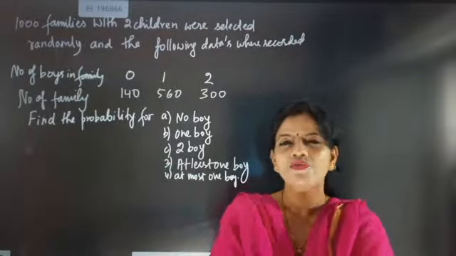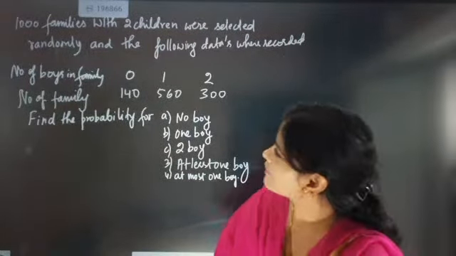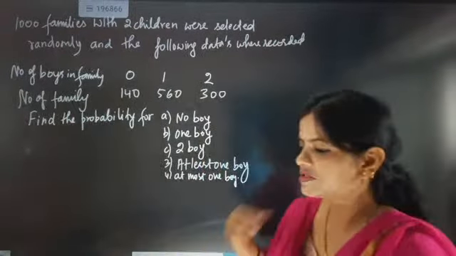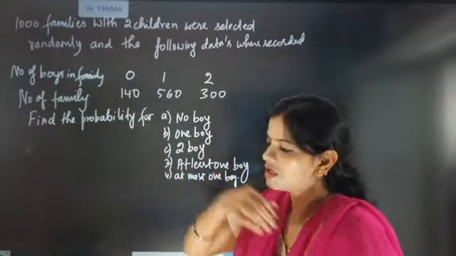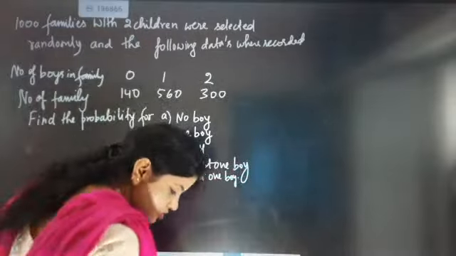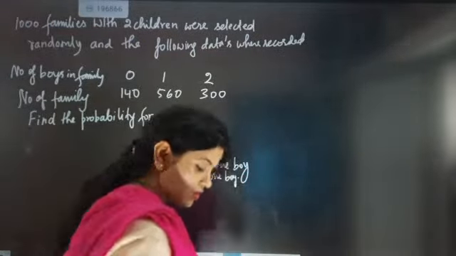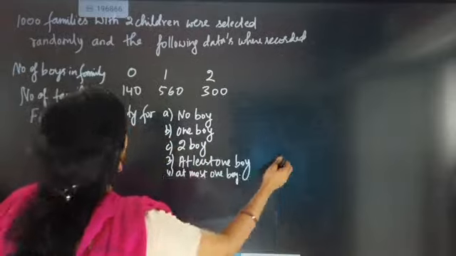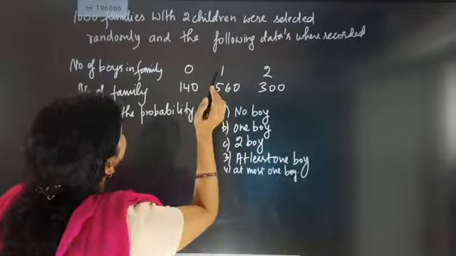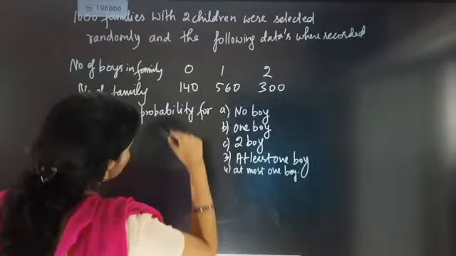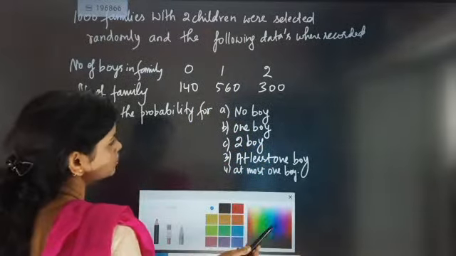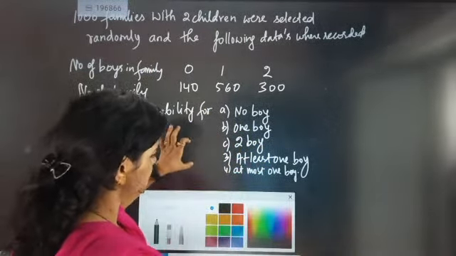Fine. Now the first family is exactly having 0 boys, which means both the children are girls. So now we are going to solve this question. First thing is no boys. No boys means the probability of getting no boys.